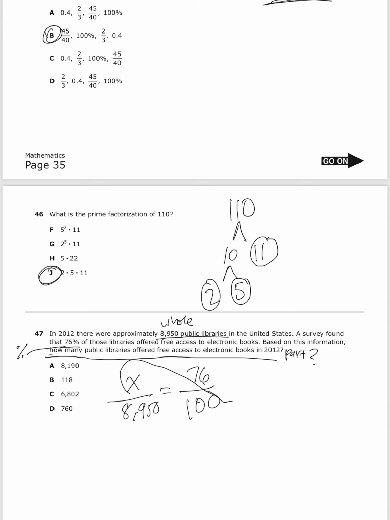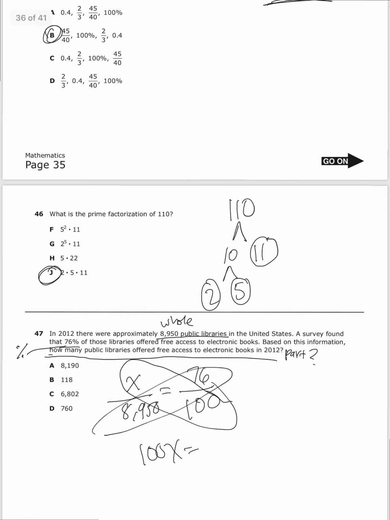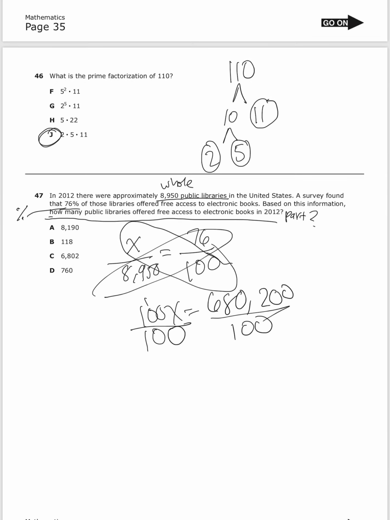And then I just cross multiply. So 100x, and then 76 times 8,950 gives us 680,200, and then I have to divide both sides by 100 to get my variable by itself, which gives me 6,802.